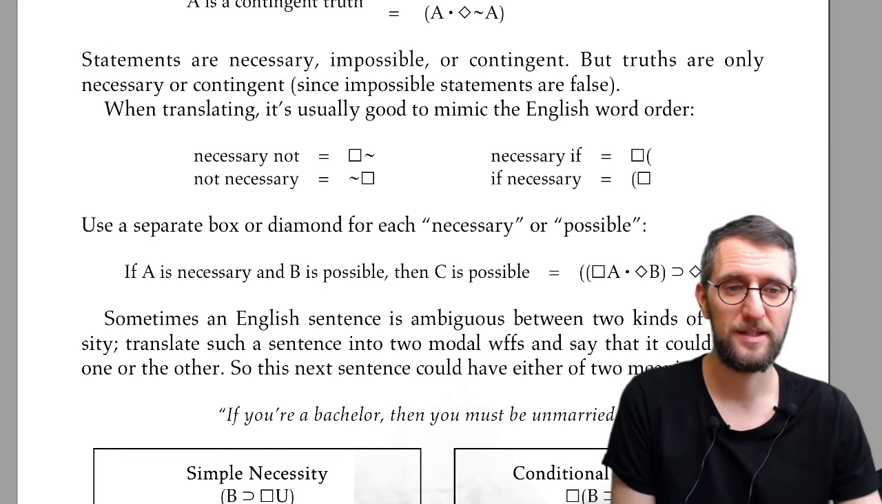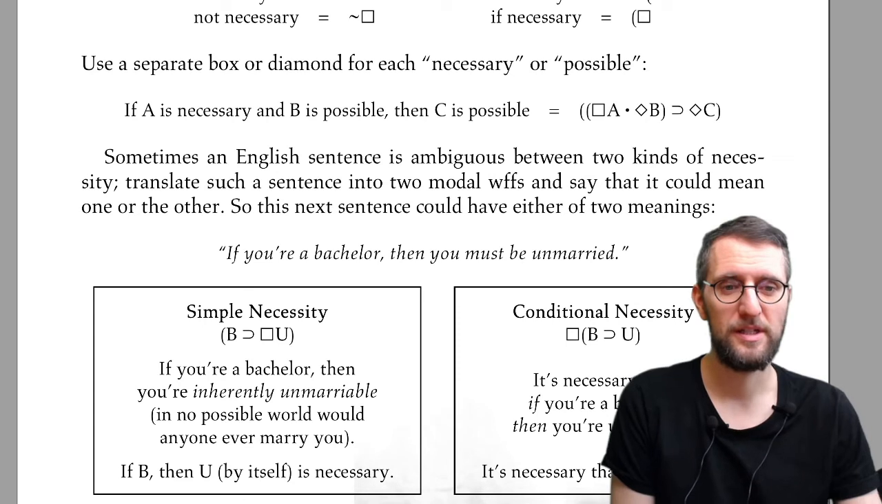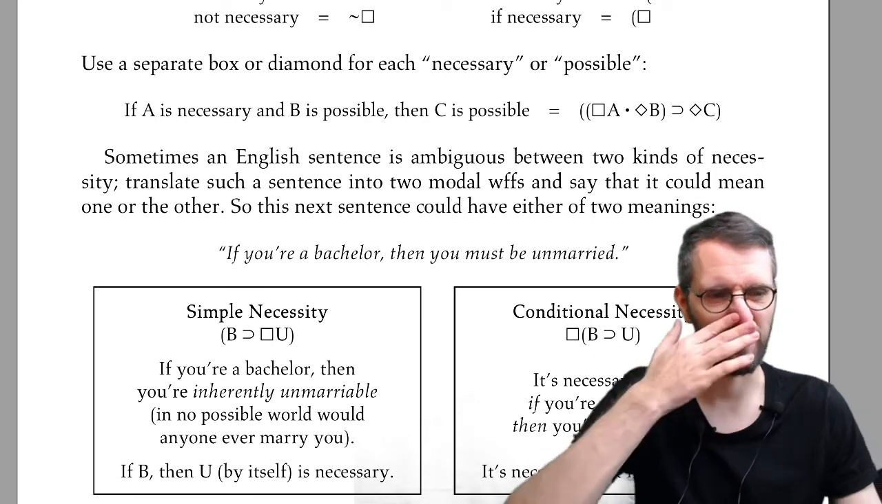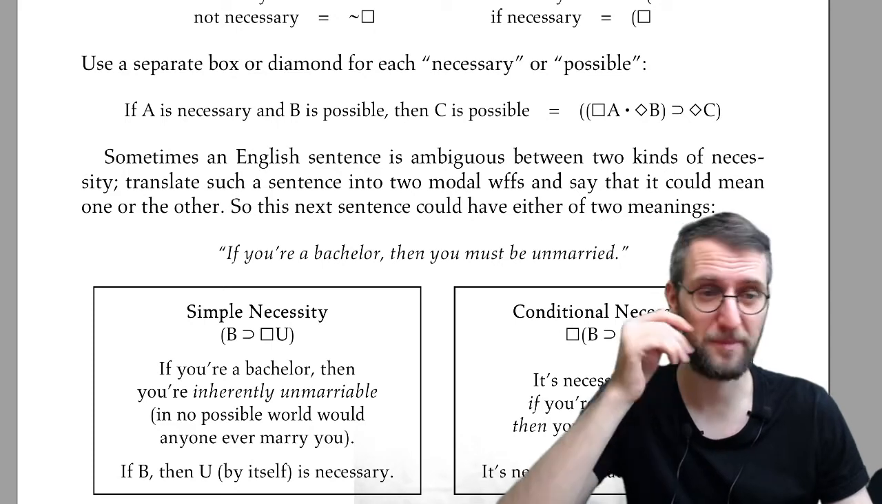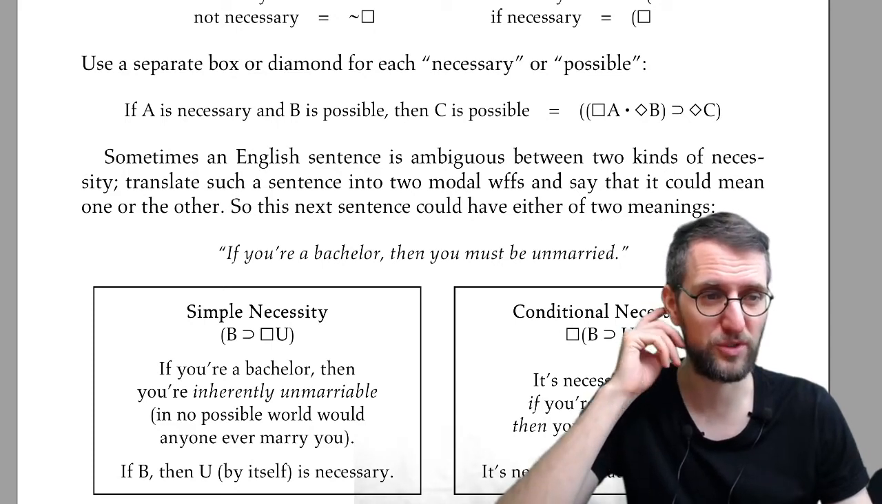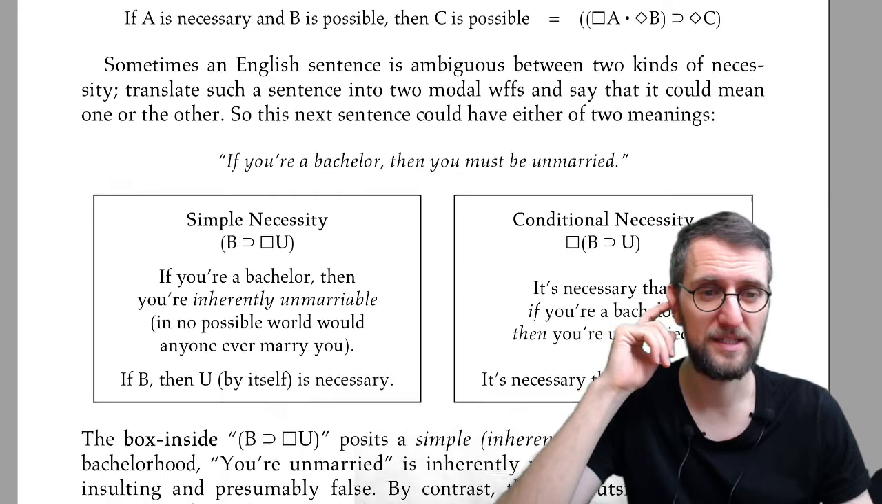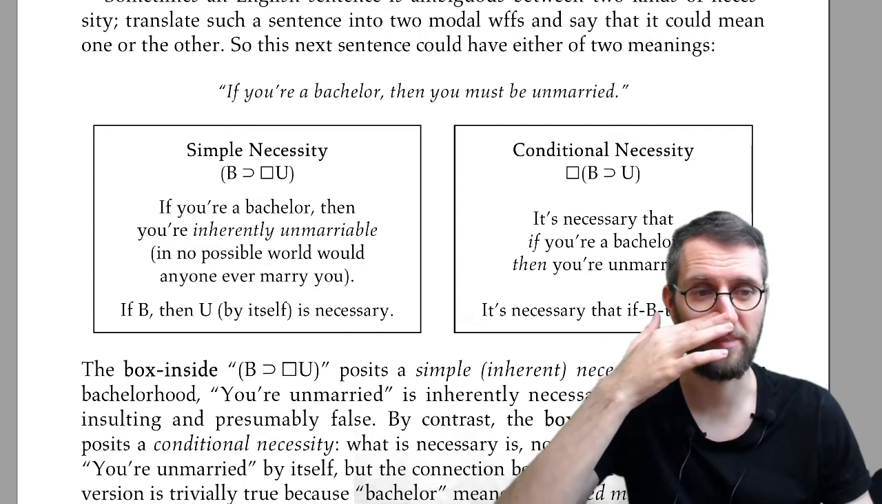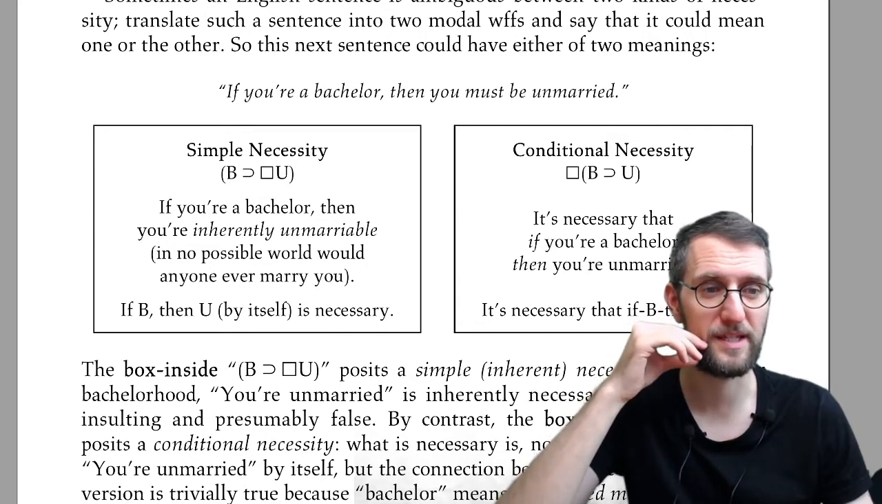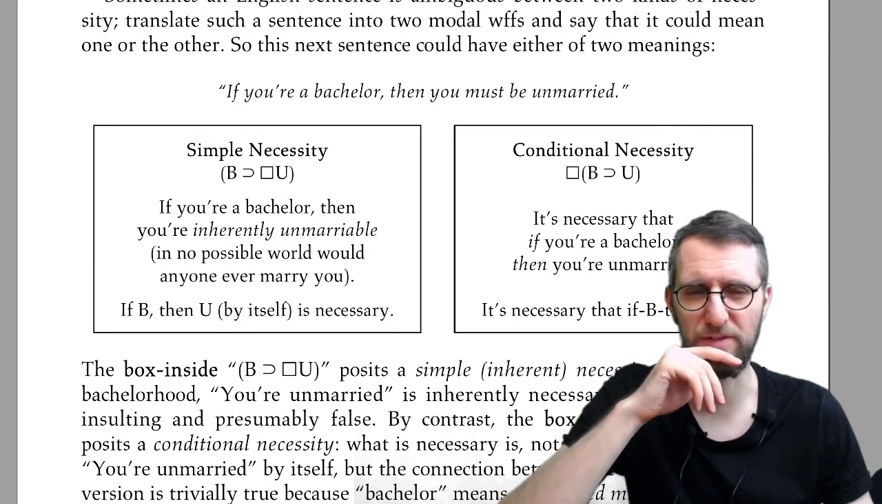Necessary not, and so on. If A is necessary and B is possible, then C is possible. Okay, we have here a lot of interesting formulations. Sometimes an English sentence is ambiguous between two kinds of necessity. If you're a bachelor, then you must be unmarried. If B, then it's necessary that you're unmarried. Or it is necessary that if B, then you're unmarried. I wonder what's the difference.